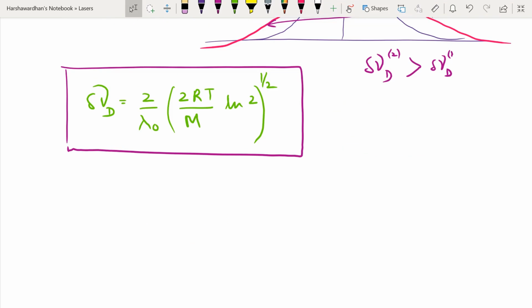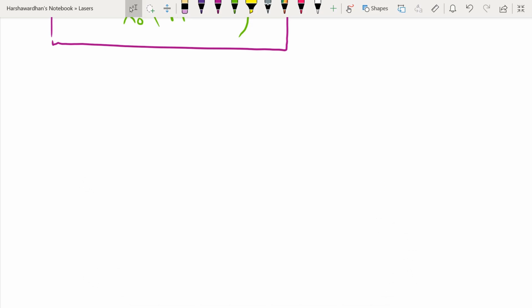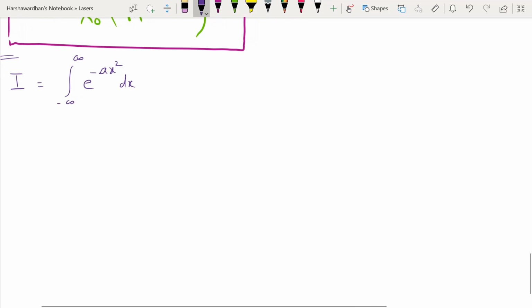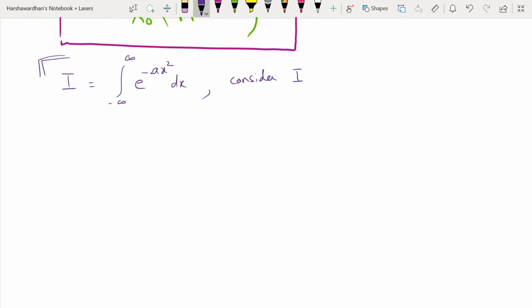Let me, as an aside, for completeness, determine the value of this integral I, which is simply the Gaussian integral, exponential minus a x square dx. There is a neat trick that we use without trying to remember what the result is. And the trick is this: we consider I square, which I'm simply writing down as a double integral. So it's exponential minus a x square dx multiplied by exponential minus a y square dy.